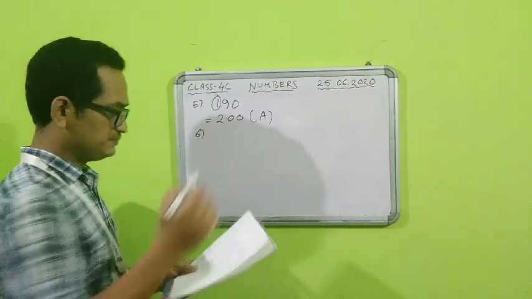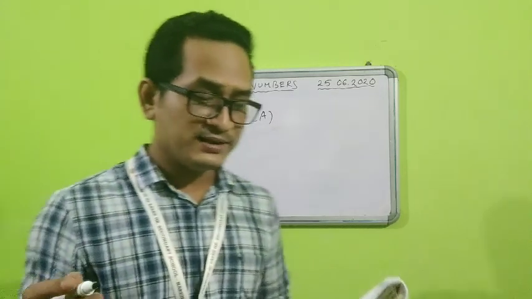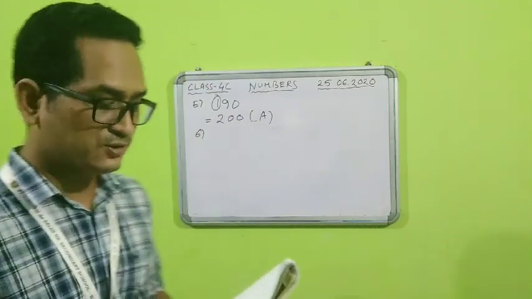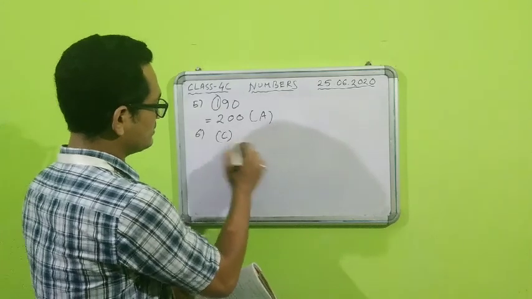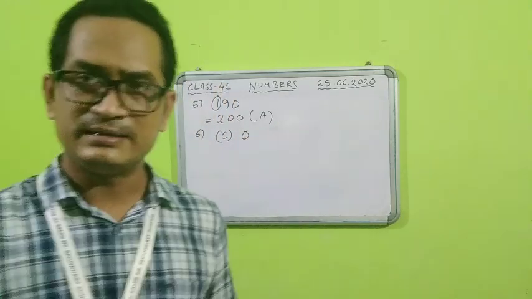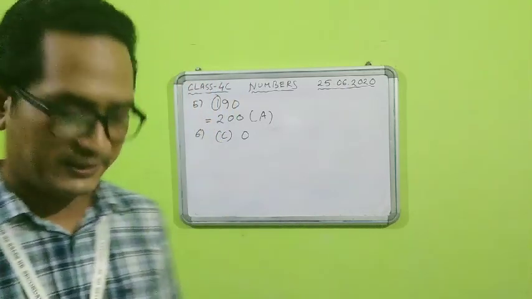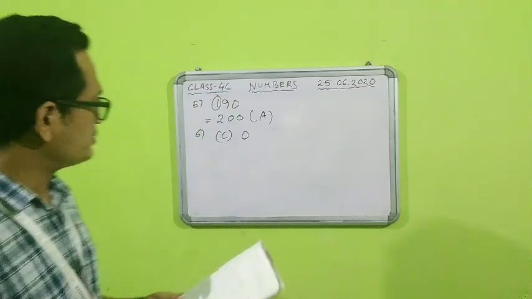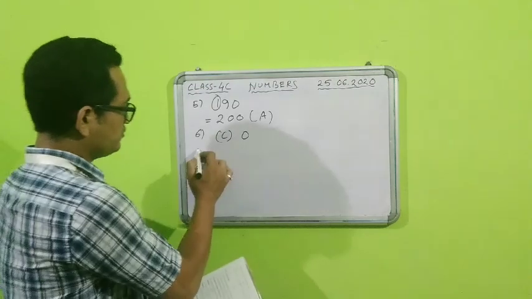Question number 6. In rounding off, if the digit is 5, then it is replaced with. So that option will be C, that is 0. When we replace any digit in rounding off, that replacement is done by 0 only. Okay, so that is question number 6. Now let us go for 7.